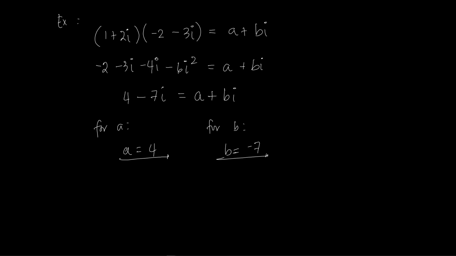Okay na. Sige. Let's proceed with another topic. So, yung tinuro ko sa inyo, class, is only the rectangular form. So, ito, in the form of a plus bi, this is what we call the rectangular form. So, meron pa yung ibang forms ng ating complex number. The second form would be the polar. Okay? Pangalawa is the polar form.